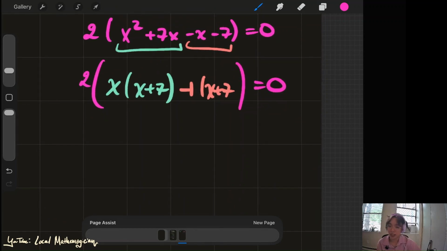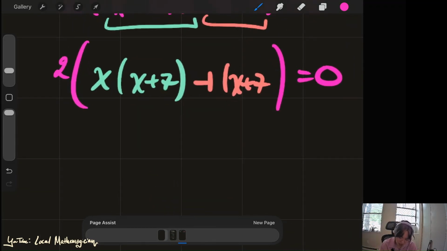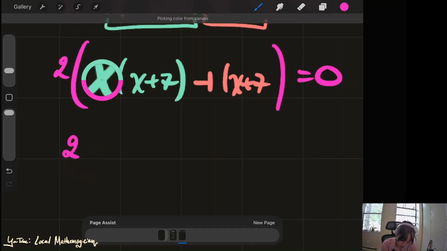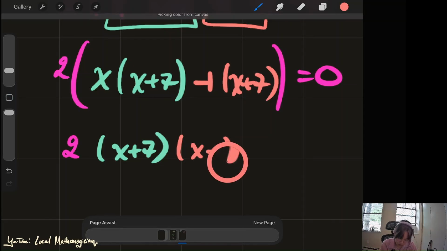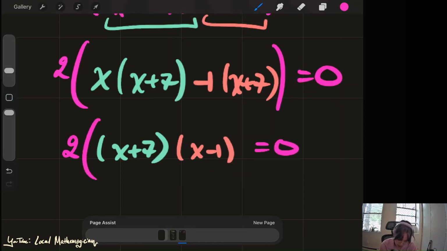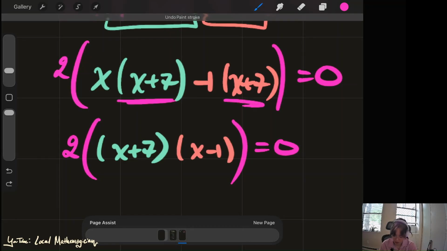Traditionally, if we want to just solve for x, we could just divide everything by 2 and call it a day, right? But I'm proving a point, okay? Proving a point. This can faithfully be written as 2 times x plus 7, x minus 1 equals 0, right?